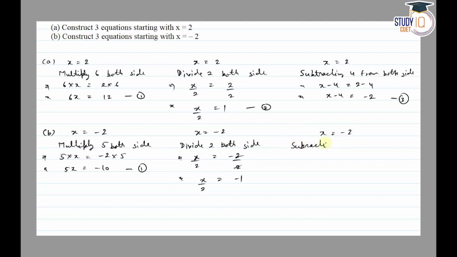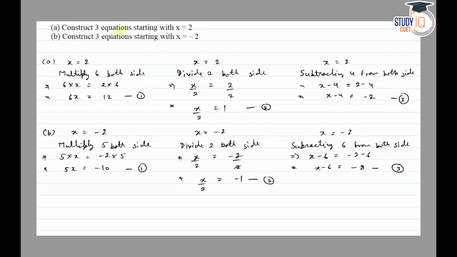subtracting 6 from both side, so x minus 6 is equal to minus 2 minus 6, so x minus 6 is equal to minus 8. So ये हो जाएगी आपके पास इक्वेशन सेकंड, हो जाएगी इक्वेशन थर्ड.